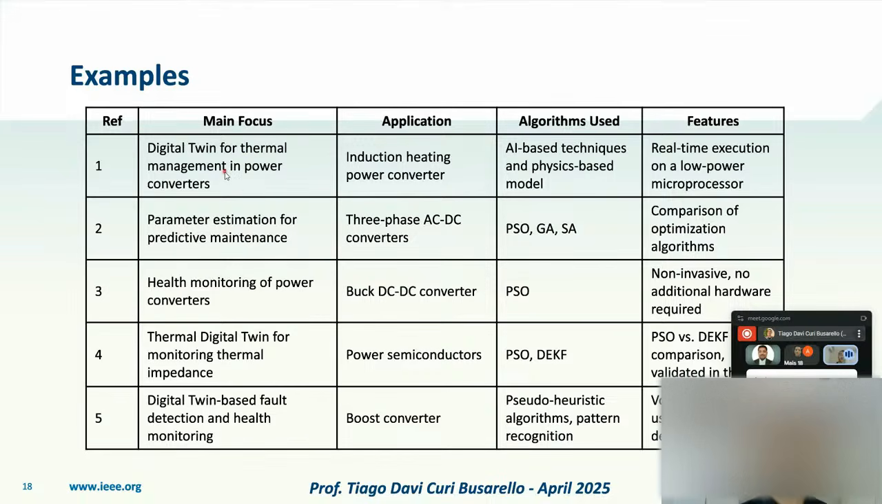We know, as I said previously, that heat is the cause of degradation. So it's really interesting to have a digital twin setup for thermal management. If you look at papers in the literature, most of them deal with health monitoring and thermal monitoring conditions, because if the thermal indicators show that something is out of its range, something is degrading the components.